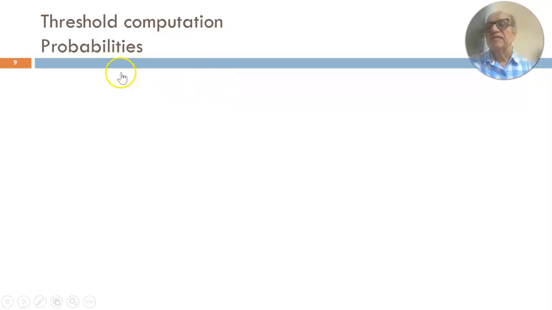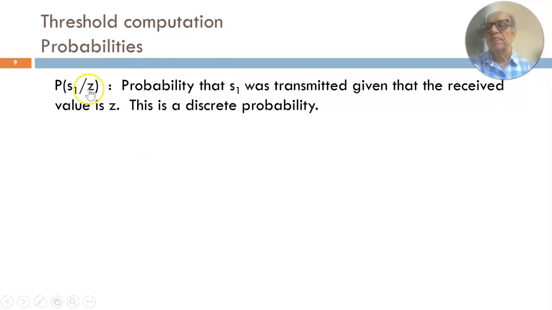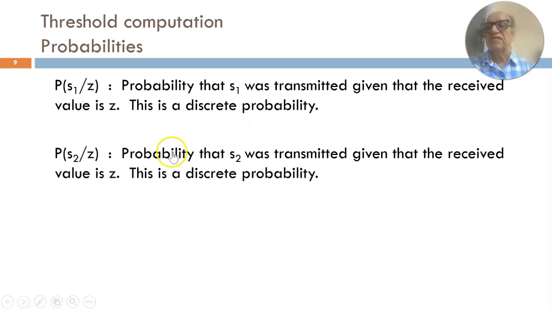Now let us define some of the threshold computation probabilities. The probability that the transmitted signal was S1 given that the received value is Z, that we call the a posteriori probability. Clearly this is a discrete probability because either S1 was sent or S2 was sent. So this is a conditional probability, which means that this is the probability that the transmitted signal was S1 given that the received signal is Z. So clearly this is a discrete probability, as we said.